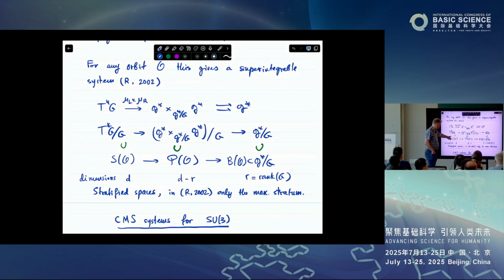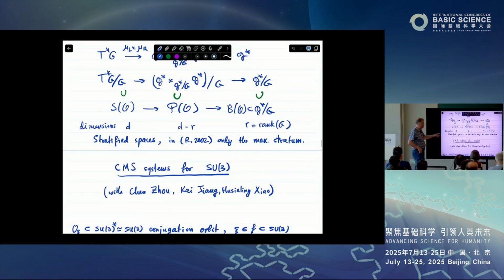Now, if you take the symplectic leaf of T star G mod G, then you have the projection to some subspace in here, and to some subspace in G star mod G. And that's a superintegrable system, because you can check that the dimension of this is the full dimension of G star mod G, is the rank. But this is not G star mod G, and it's not the principal Weyl chamber. It's some kind of shifted principal Weyl chamber, as we will see.